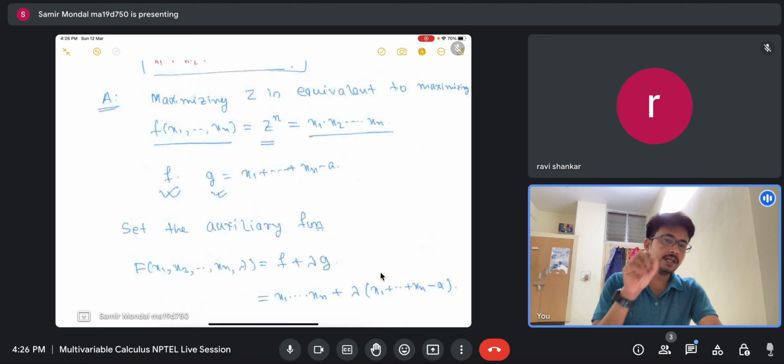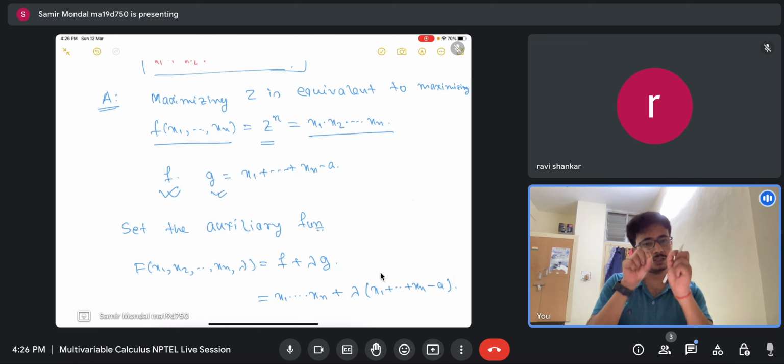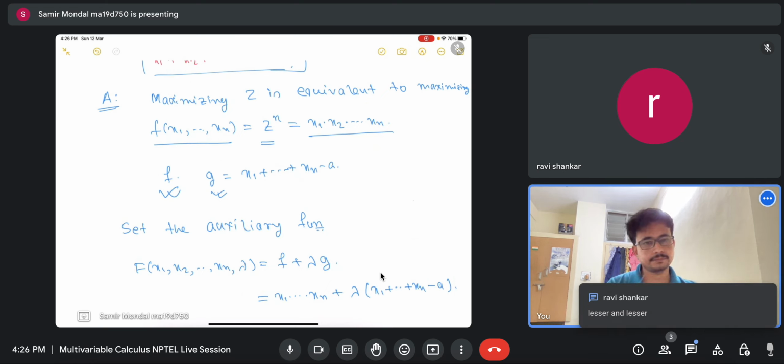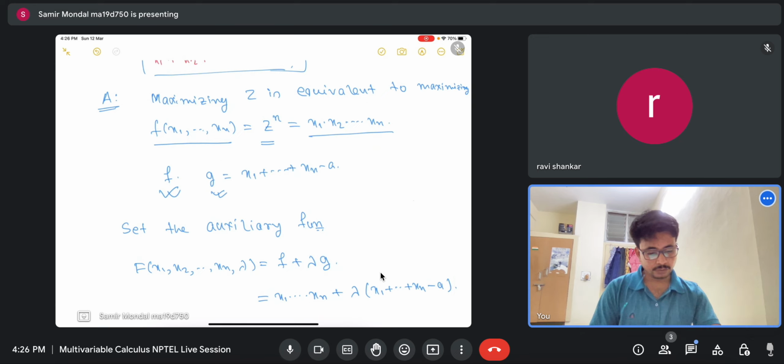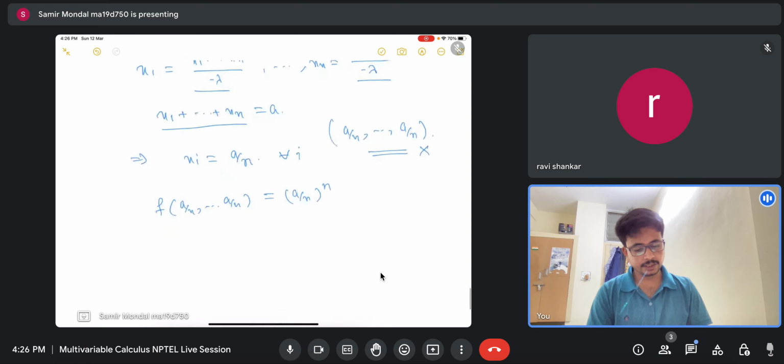If you take x1 very close to 0, then what will be the full product? The full product will be very small, because it will be arbitrarily small if x1 is very close to 0, is it or not? Lesser and lesser, yes, it's fine. So this quantity can't be the minimum value of f. So this is the maximum value of f, okay?